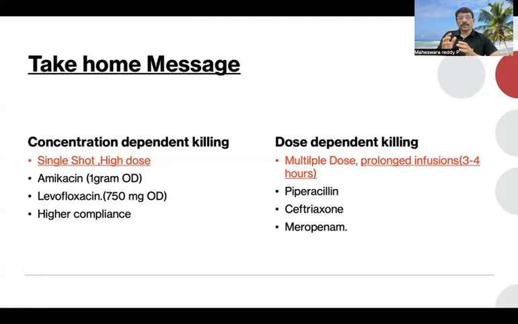In the case of time dependent killing, the doses are multiple, but the infusion should be prolonged. One injection should be given over a period of 3 to 4 hours. Examples like piperacillin tazobactam, ceftriaxone, and meropenem, the most commonly used drugs, should be given over a period of 3 to 4 hours. So this is the basic difference between concentration dependent and time dependent. Thank you very much.